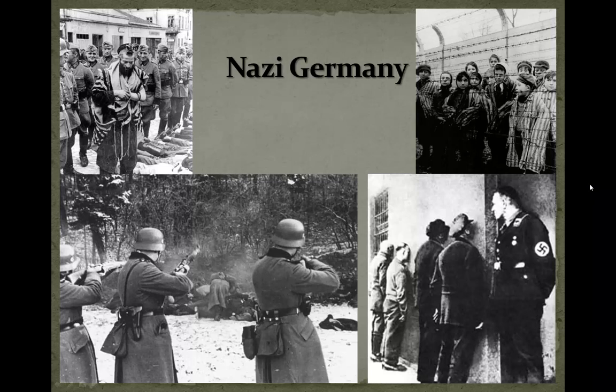Now, we can't call all of that state terror because a lot of the exterminations were done outside of Germany, and so that might fall more into the category of war crimes. But what went on within Germany itself could be considered state terror, because it's not a war crime to engage in violence against your own population, but it does fit the definition of state terror.